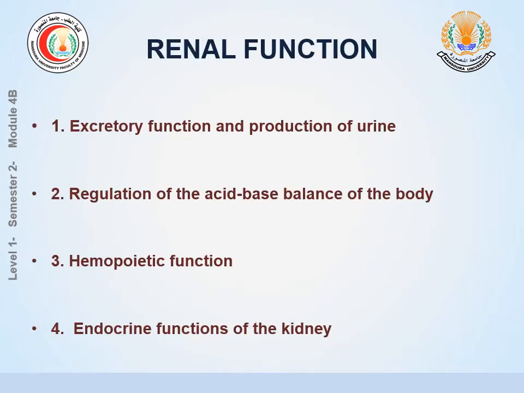So what is the function of the kidney? Normally, the kidney is responsible for the excretion of toxins from the body and the production of urine, which is the end product of the kidney function. The kidney is also responsible for maintenance and regulation of the acid-base balance of the body. The kidney has some hemopoietic function through the secretion of erythropoietin, which is a hormone responsible for erythropoiesis. The kidney also has some endocrinal function.